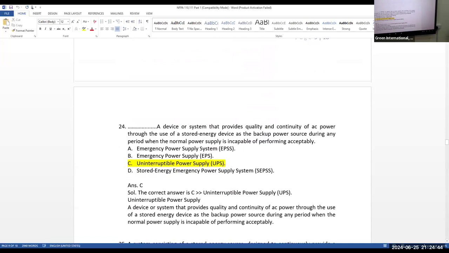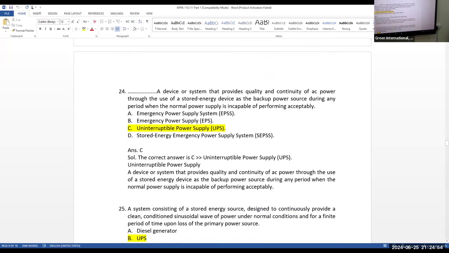So in the next class, I will start with at least 15 to 30 minutes. I will discuss the 111. EPSS, emergency power supply systems. Stored energy means it becomes a 111. That's all.